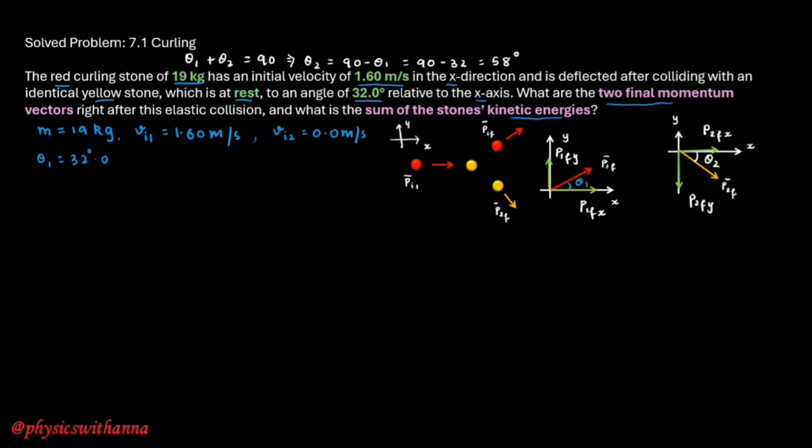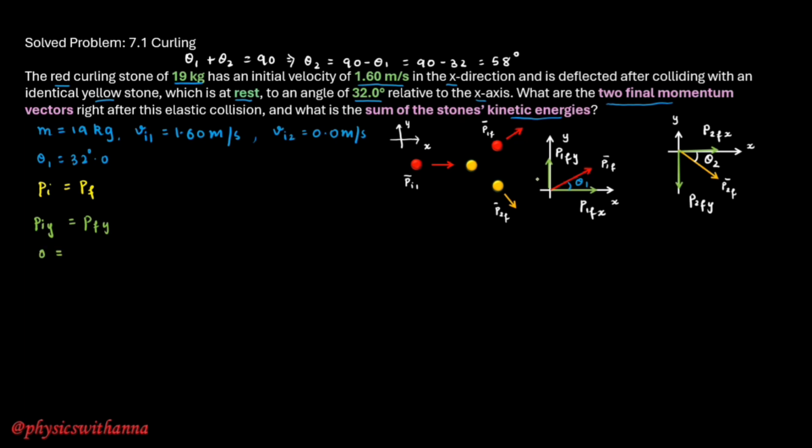After we split the components, now we can use the law of conservation of momentum. The law of conservation of momentum says that momentum before collision has to be equal to momentum after collision. And since this is an example of two-dimensional motion, I have to apply this law to the x-axis and y-axis separately. So let us start with momentum along the y-axis. Initial momentum along y must be equal to final momentum along y. Initial momentum along the y-axis is 0, as the red stone is only moving along the x direction, whereas the yellow stone is initially at rest. So since there is no velocity along the y-axis, momentum along the y-axis will be 0.